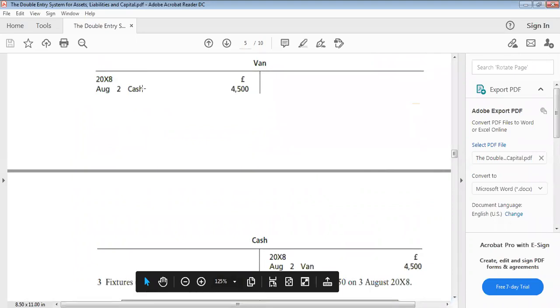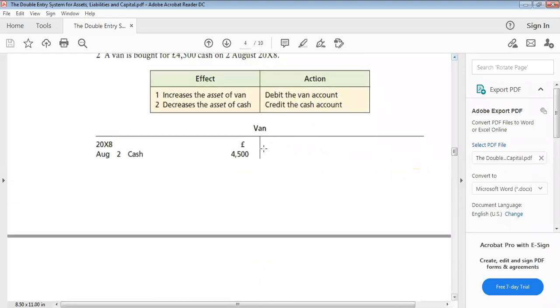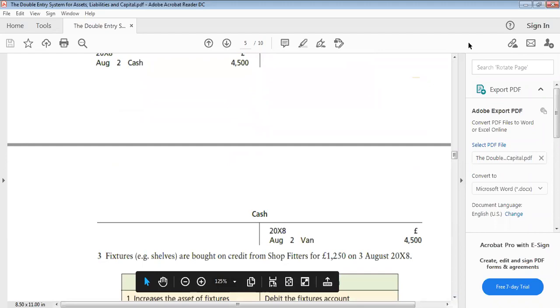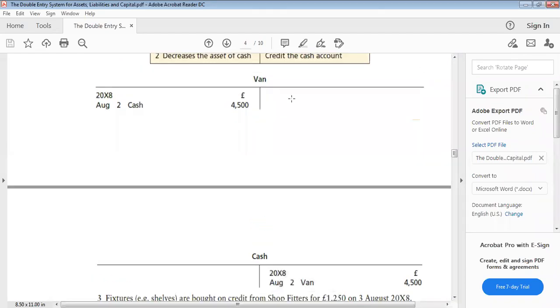Remember, go again. The first thing you do is put in the money and the date for both accounts, both van and cash. When it gets hard, you can even write the notes now. So when you pause, you can even write at this time while I'm going through. Please be sure you write the different entries.